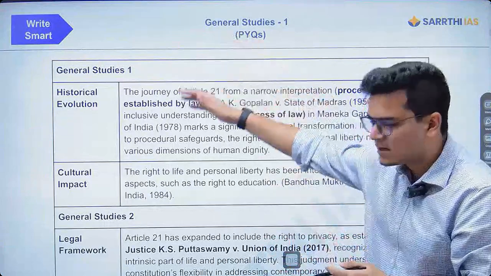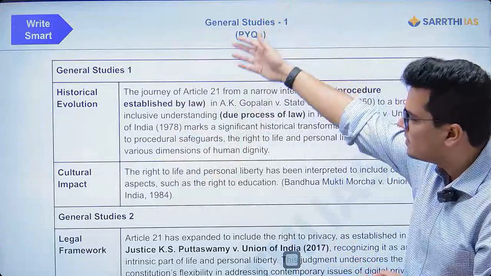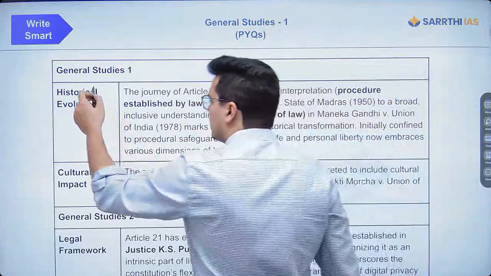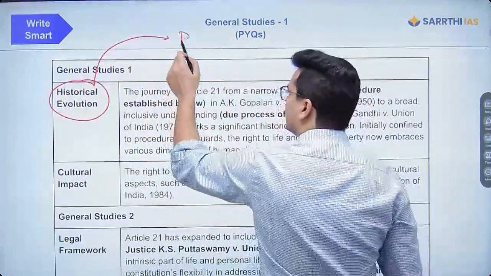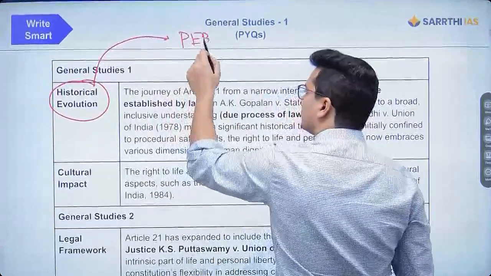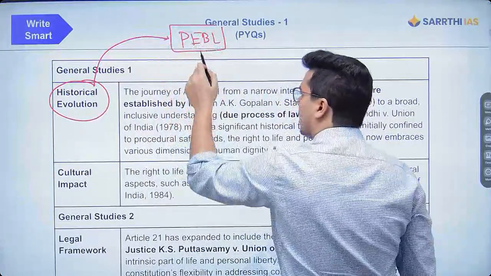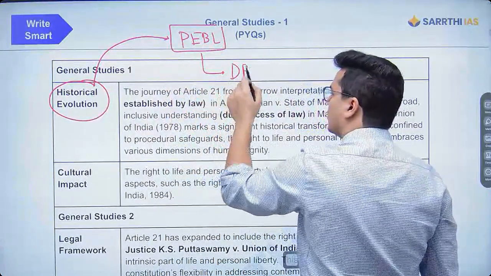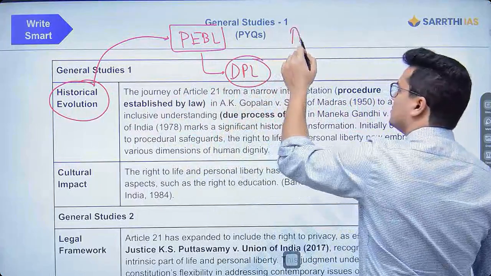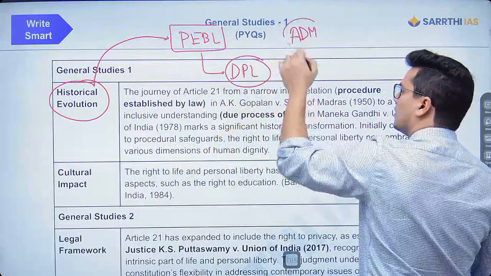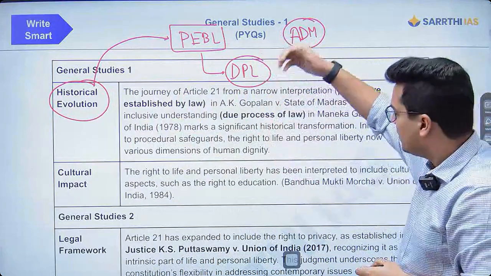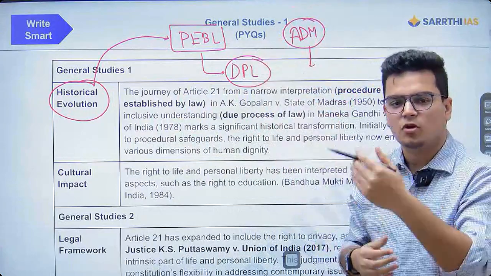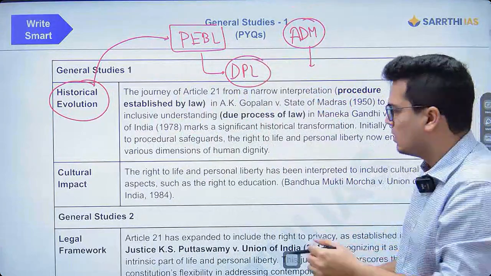So let's go general studies-wise. In GS paper 1, we can think of the historical evolution of Article 21. The idea that earlier it was procedure established by law, and now it is due process of law. The idea that in the ADM Jabalpur case, it was interpreted as a narrow article, and in Maneka Gandhi case, it was interpreted as a broad article, right?